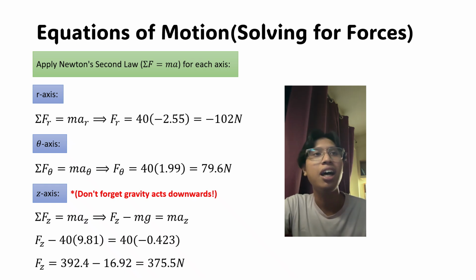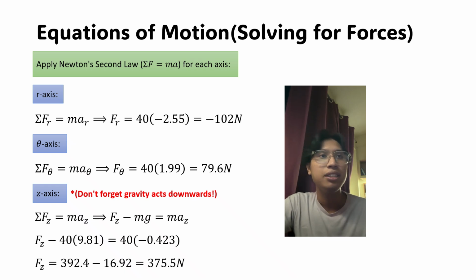Next is the theta axis. We apply Newton's second law in the theta direction: sigma F in the theta direction equals ma sub theta. This represents the force balance along the direction of motion around the spiral. By substituting the values of mass and theta acceleration, we obtain 79.9 Newtons.